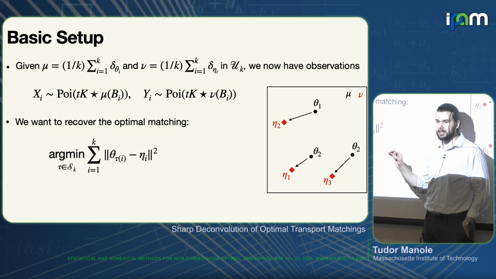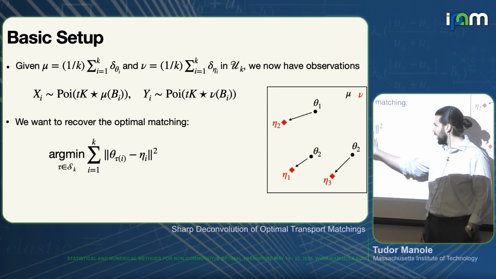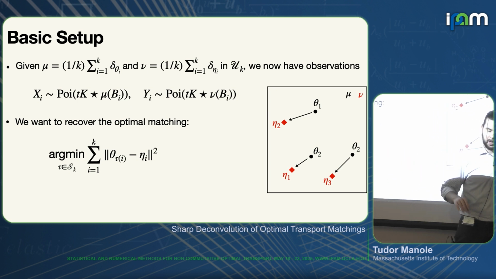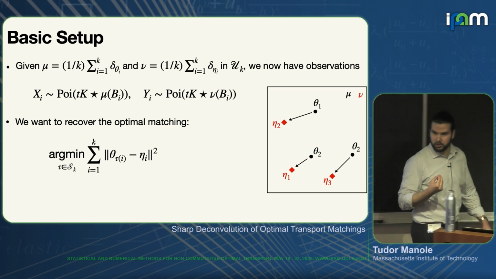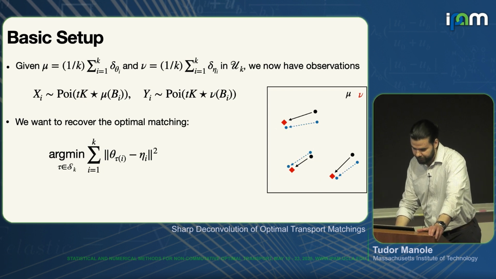I'm assuming that lowercase k is the same for both of these measures, and so there actually exists an optimal map, an optimal matching between these underlying atoms, and I want to ask how well I can recover the coupling induced by this matching, which again was the object of interest in this optimal transport colocalization picture.